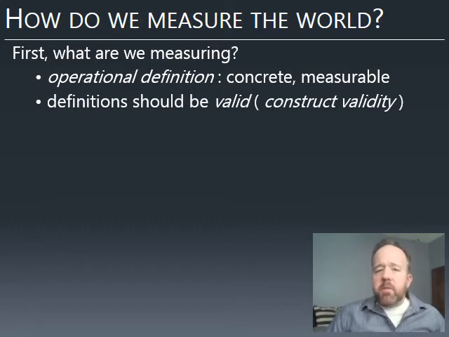A definition should also be valid. And so your book uses the term validity. If you want to get technical, this is what's known as construct validity, which is that the thing that you're measuring actually has something to do with the phenomenon you're interested in. So if I was interested in happiness, smiling is a pretty valid measurement to make. It's a pretty valid construct.